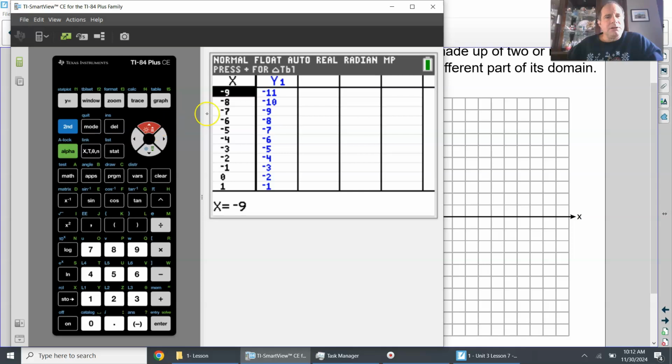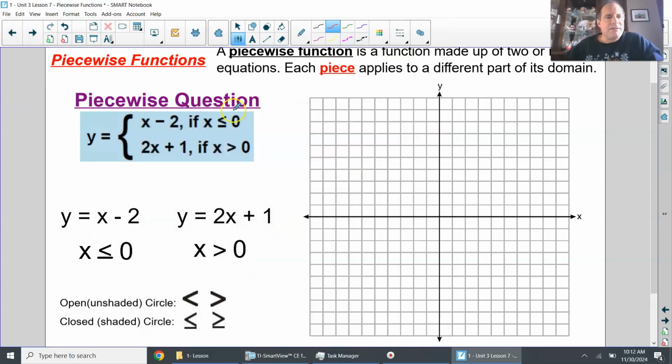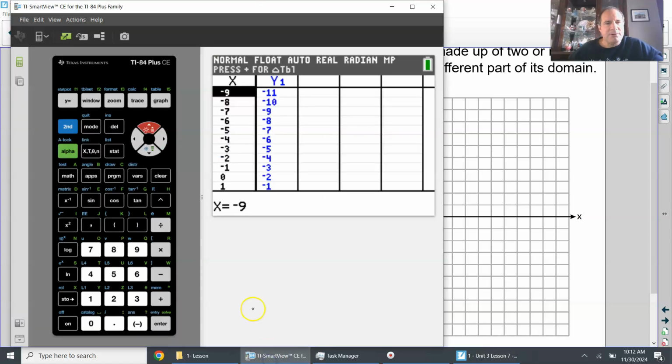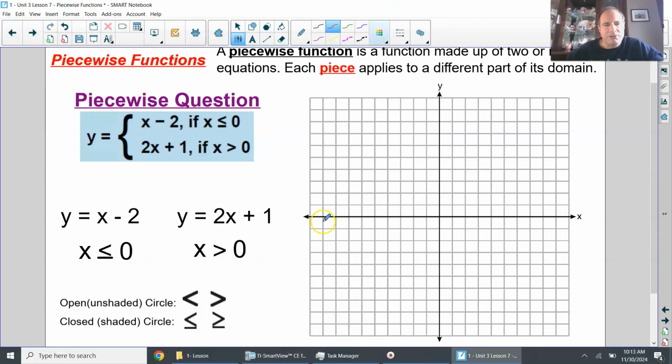Now, remember, you're not just graphing this line. You're graphing a piece of the line. And the piece of the line that you're graphing is x is less than or equal to 0. So we're going to go back to the table, and it has to be less than or equal to 0. So I'm going to go down to 0 on the table. 0, -2 is the first point that I am going to graph.